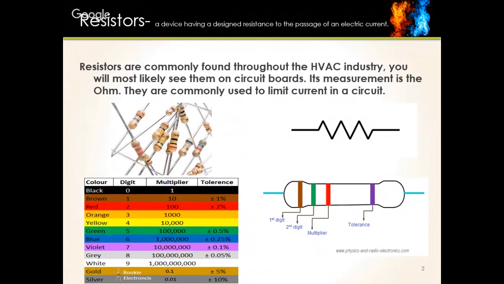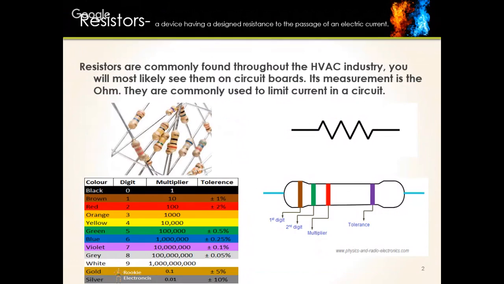Probably seen these, but this is an example. It's got a color code on it. On this particular one, this is the first digit, the second digit, the multiplier, and the tolerance. The first digit is going to be brown, so we go over here to our chart. It's going to be 1. Second digit is green, it's going to be 5. So those are our first 2 digits on this guy, 1 and 5.